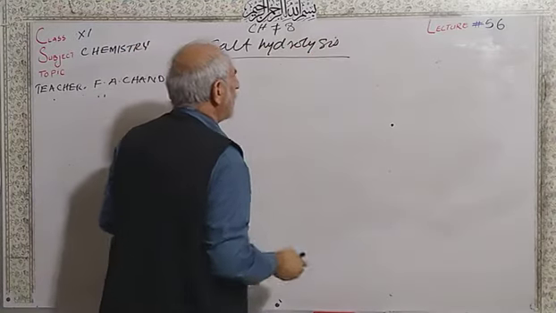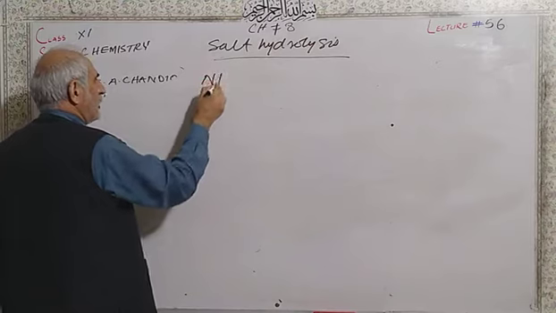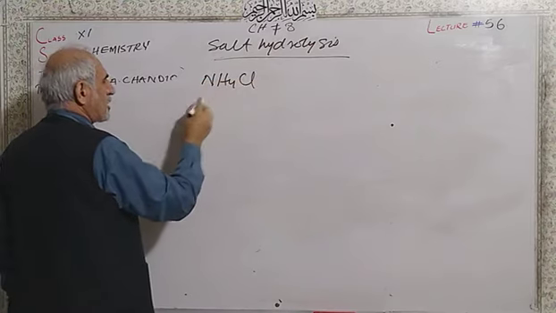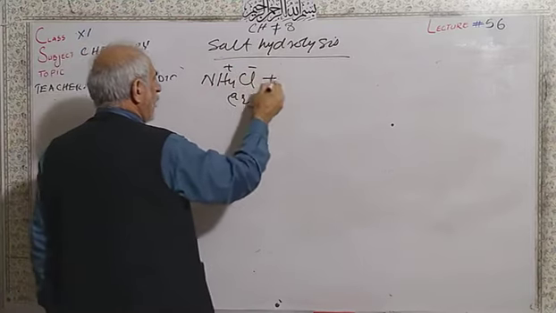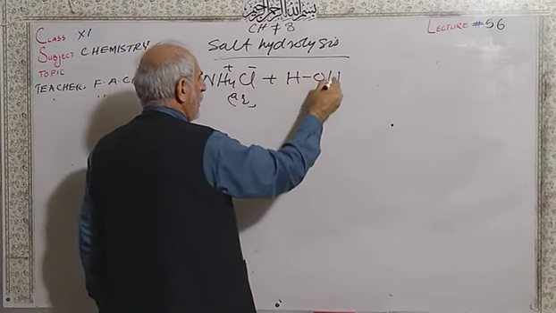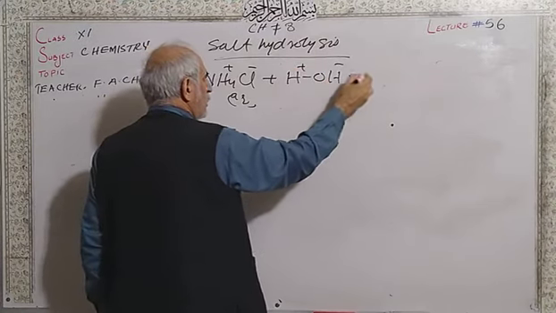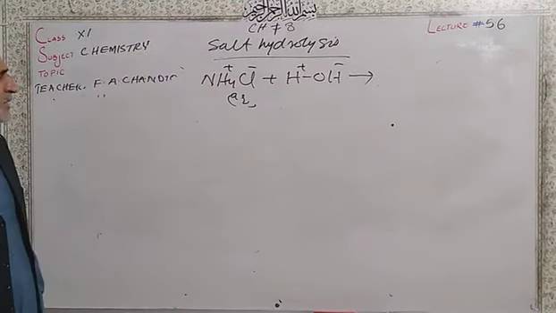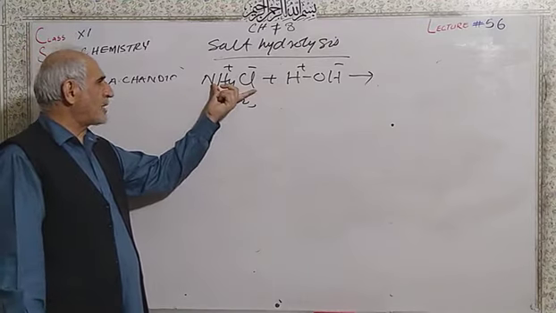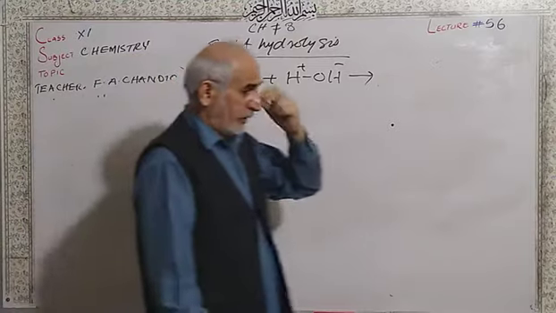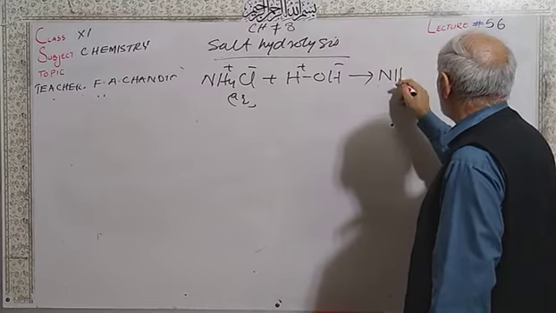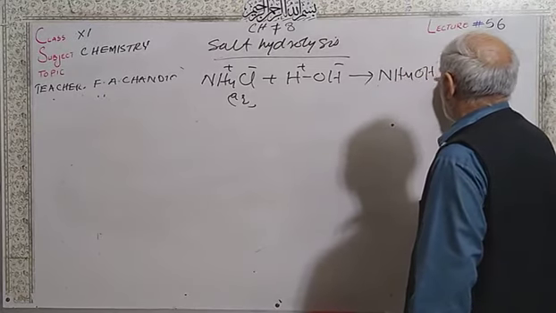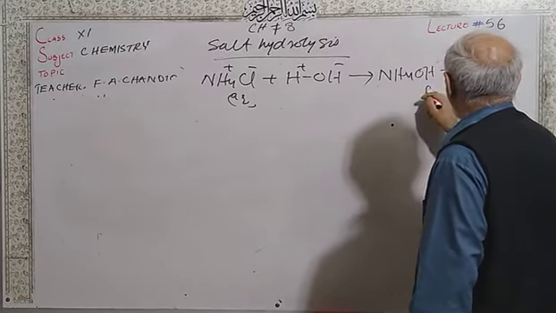Salt hydrolysis. Salt, ammonium chloride salt, positive one and negative one. Hydrolysis means reacting with water, the bond is broken down to give acid and base, and this is called salt hydrolysis. Salt, ammonium chloride salt, reacts with water to give ammonium hydroxide and hydrochloric acid.